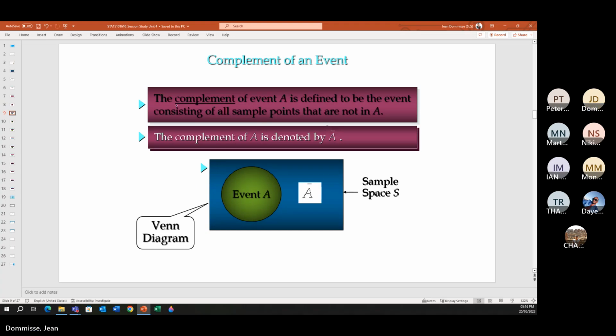So the easiest way to explain what the complement is: if you have the probability of A of something happening, the complement is that it will not happen. So it is 1 minus the probability of that.